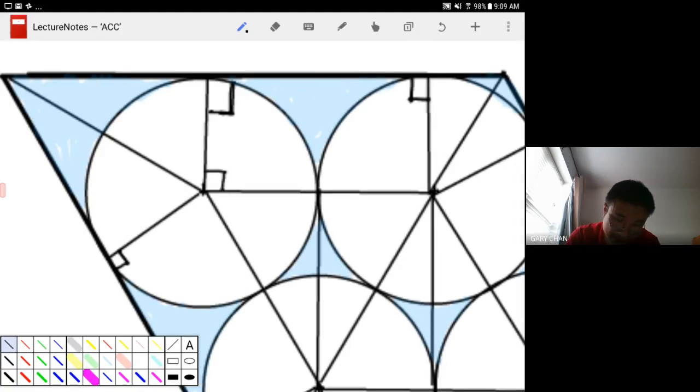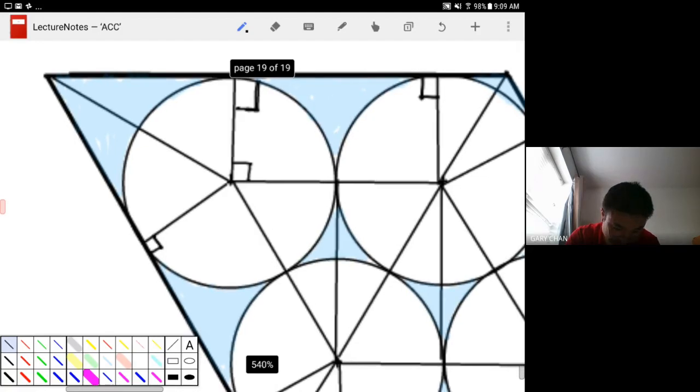These two triangles over here, this triangle in pink must be the same as this triangle in pink, right? Why again? Hypotenuse leg. That was because of hypotenuse leg, because this side here, being the hypotenuse, is shared between the two triangles, and the legs both measure r. So therefore, those two triangles must be congruent.